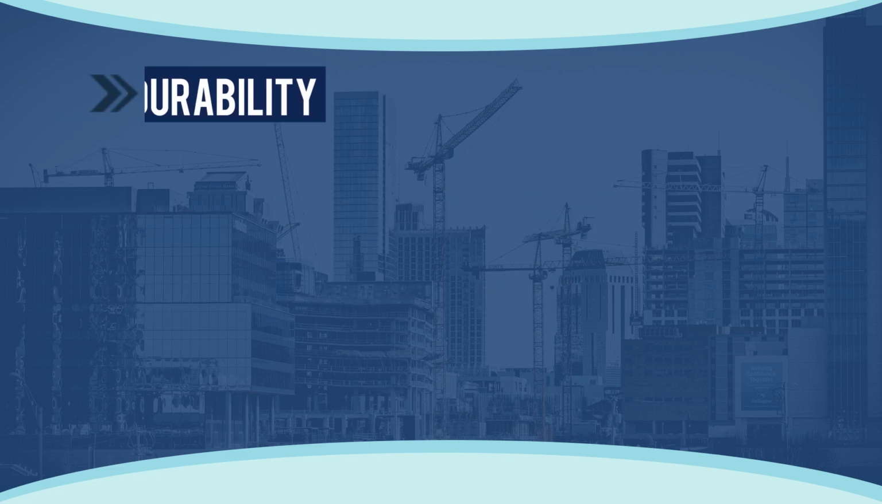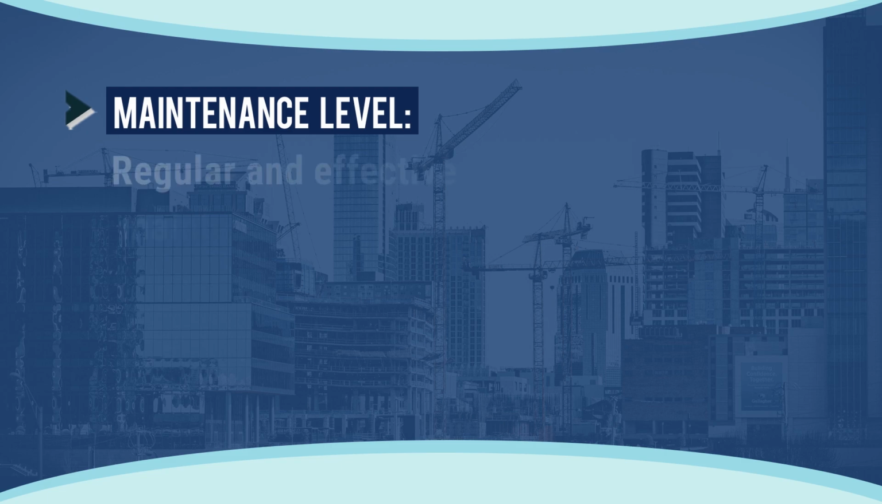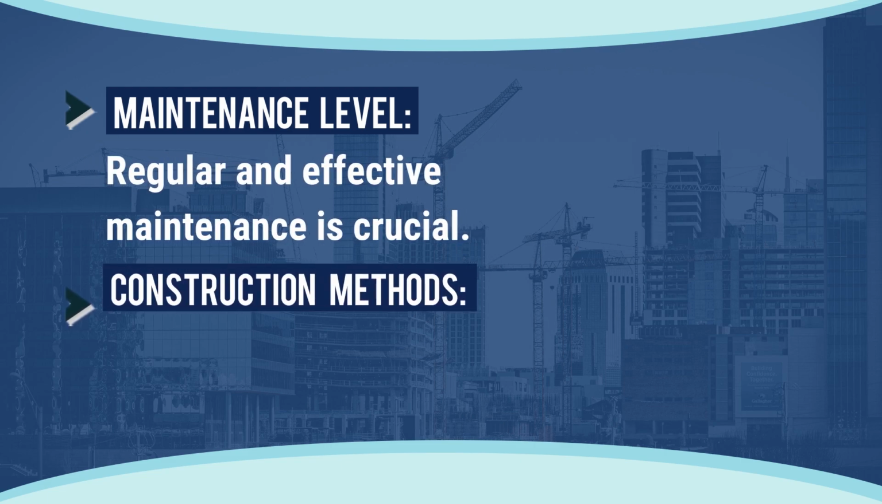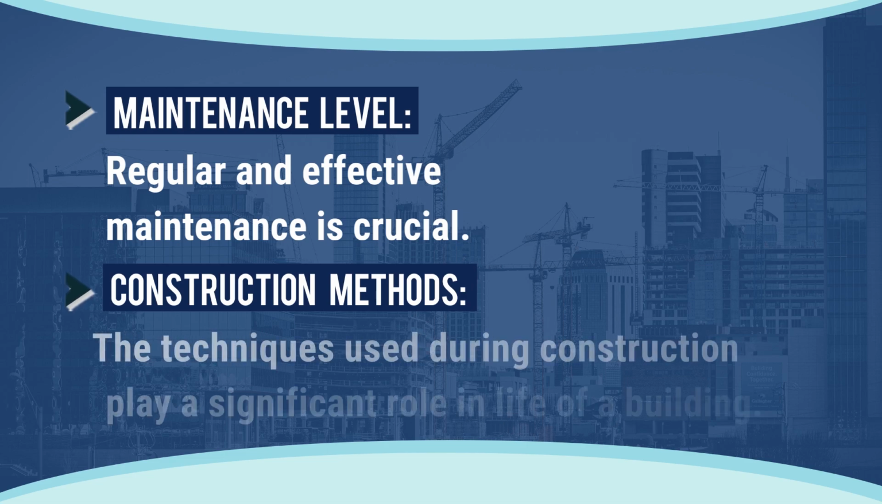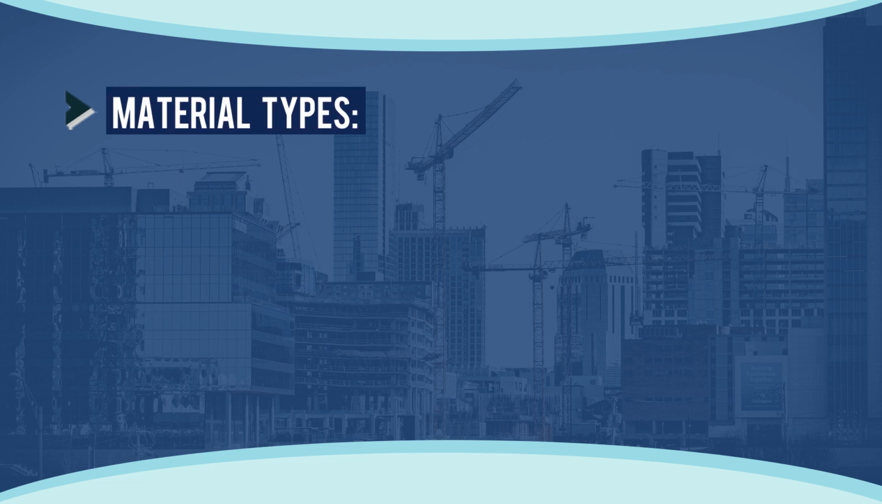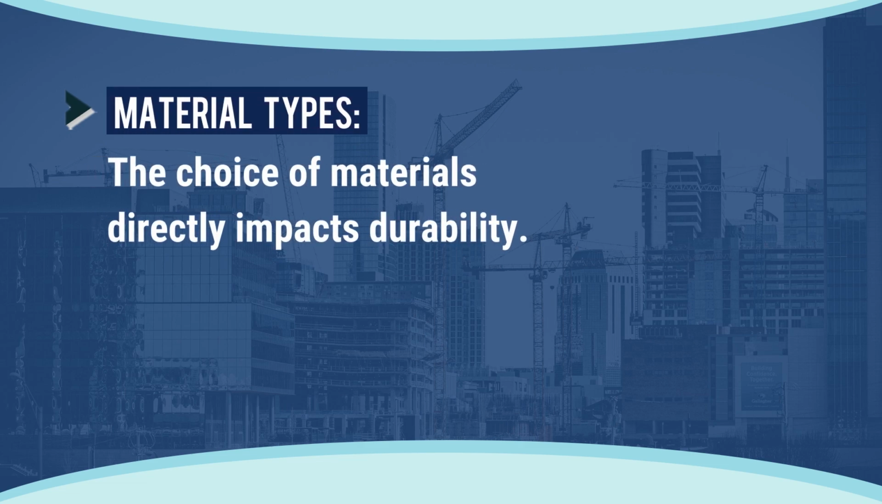Then the next is durability. Durability refers to the period during which a building remains habitable and functional. Factors influencing a building's durability include: first is maintenance level. Regular and effective maintenance is crucial. Then the second is construction methods. The techniques used during construction play a significant role in the life of a building. Then the third is material types. The choice of materials directly impacts durability.